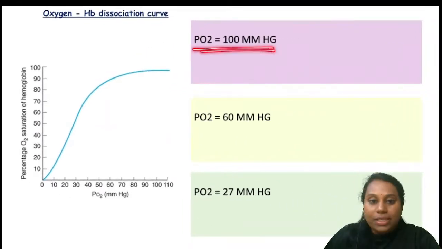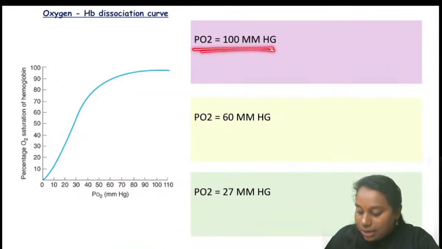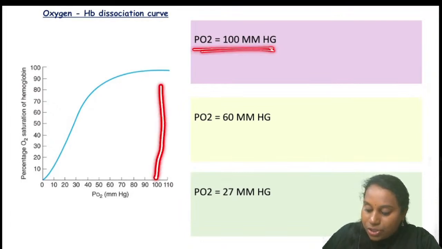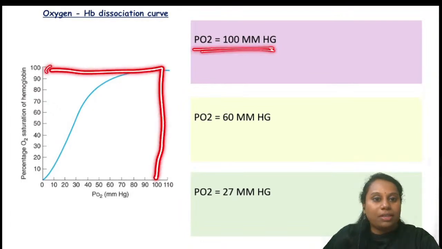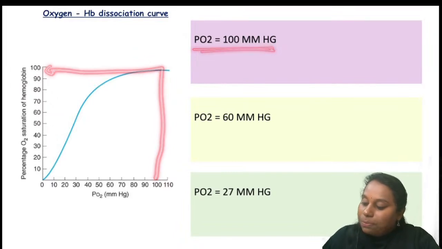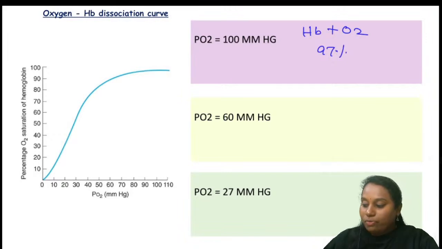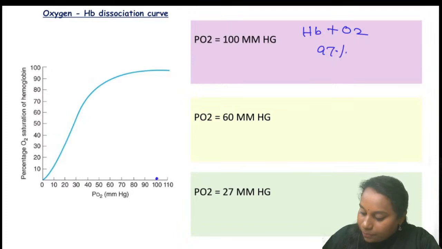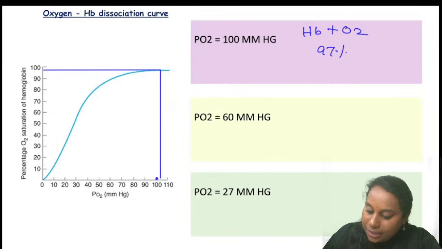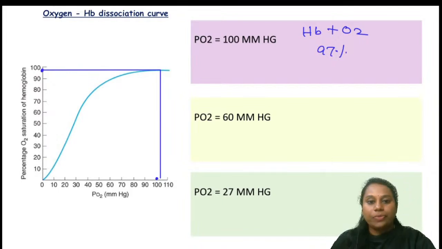When PO2 is 100 millimeter of mercury, it means when the partial pressure of oxygen in the blood is 100, look at the saturation. Saturation is almost 100% or around 97%. So when PO2 is 100, hemoglobin is 97% saturated with oxygen. That is a known value. I'll mark it on the graph. When PO2 is 100, it marks almost 97% saturation.